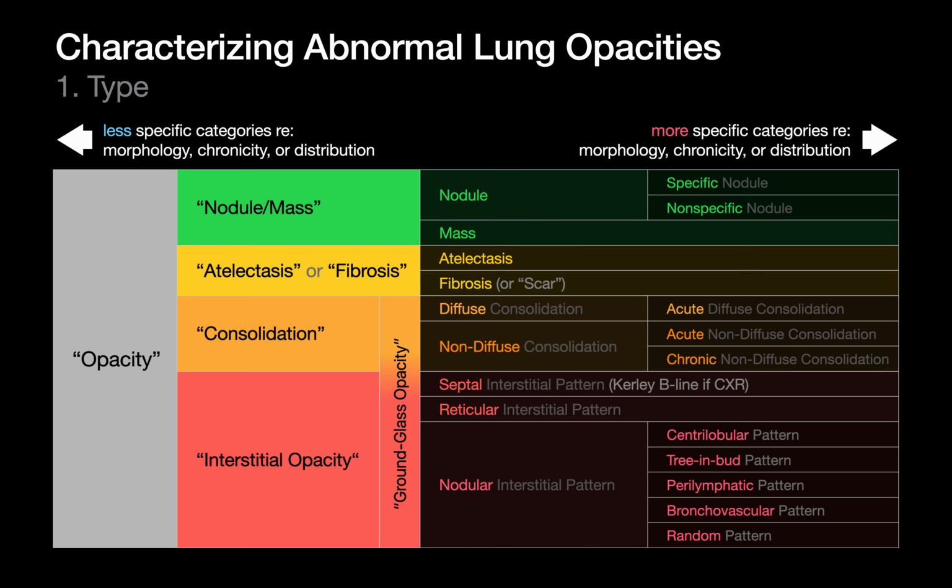But the reverse is also true. If the information gets worse, we move towards the left. We become more general because sometimes the information simply isn't there. Give me a lousy portable chest X-ray, and I'm probably not going to tell you whether the nodular interstitial pattern is bronchovascular or tree and bud.